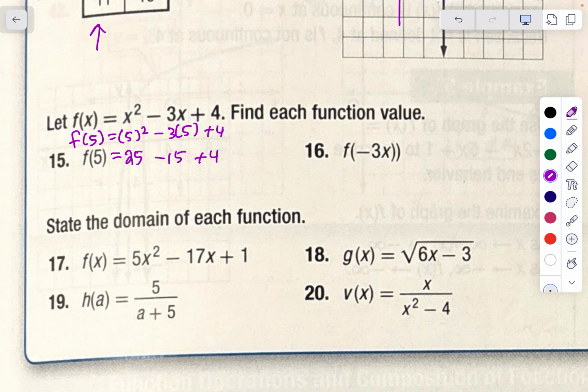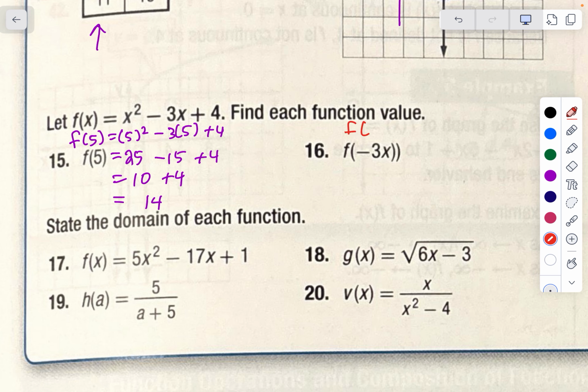Here's another mistake some kids make often: they want to do addition before subtraction, and it doesn't work like that. Addition and subtraction happen as they occur, from left to right. So you have to do 25 minus 15, you get 10, and then you add 4 for a total of 14. Okay, so just be careful of that. You also should know how to plug in things like what we see in 16.